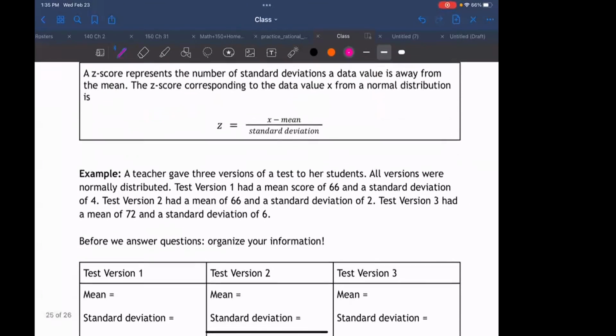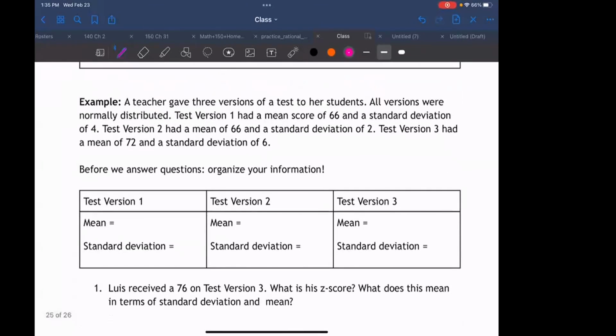Let's take a look at this example. We have a teacher who gave 3 different versions of the test to her students. All of the versions were normally distributed, so version 1, version 2, version 3 all look like that bell curve. Test version 1 has a mean of this, standard deviation... there are so many numbers flying around. How about this? Let's organize our information first, and then we can solve the problem.